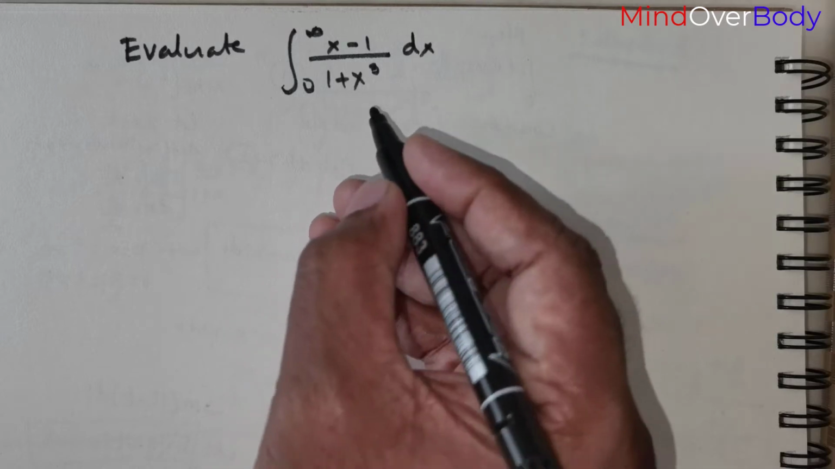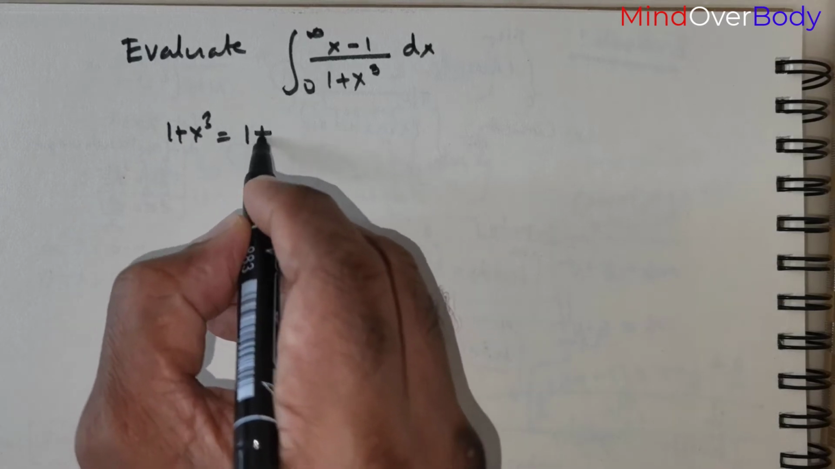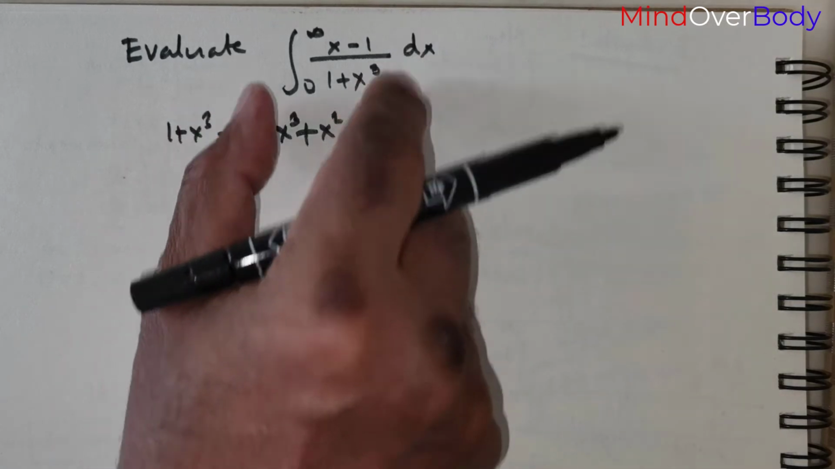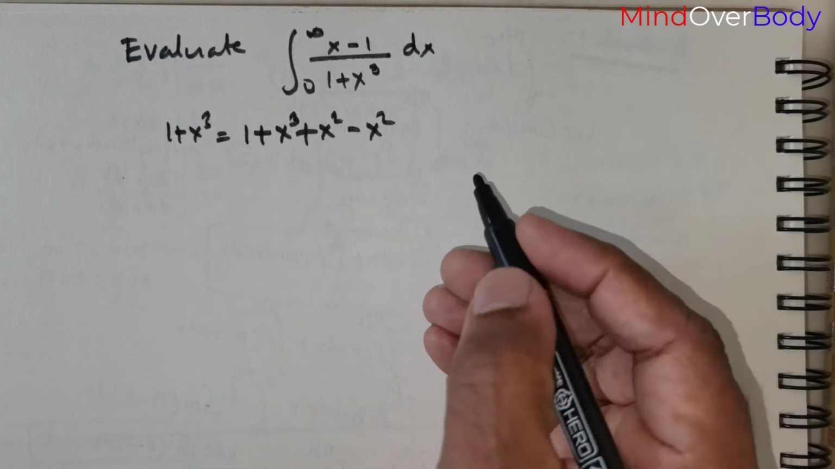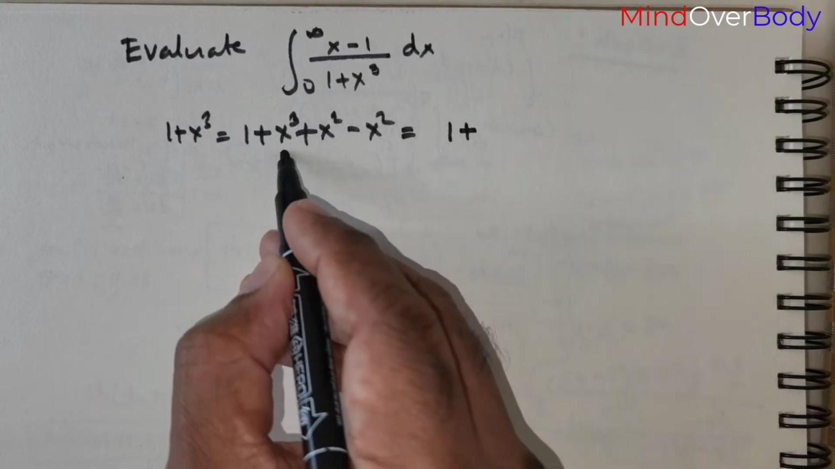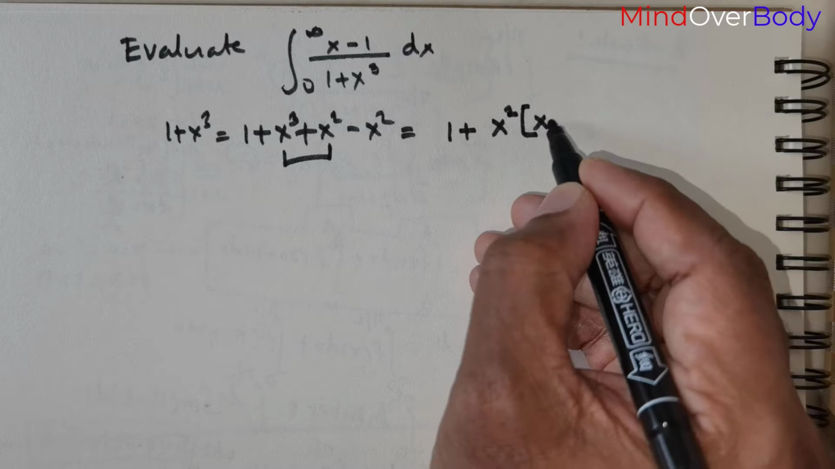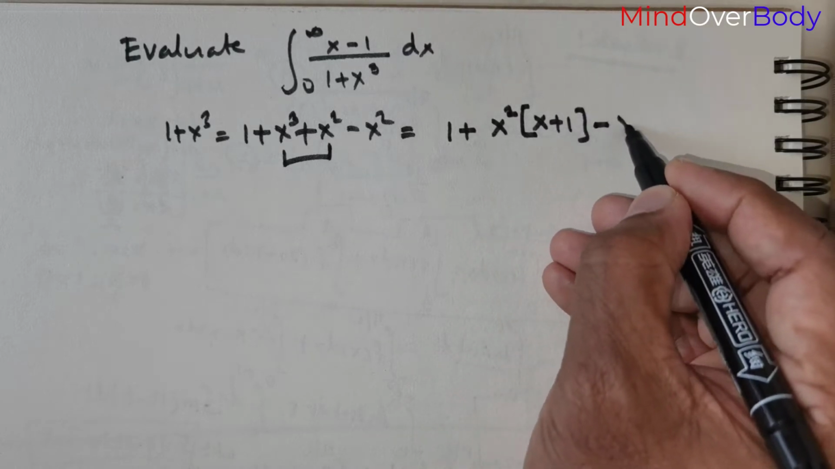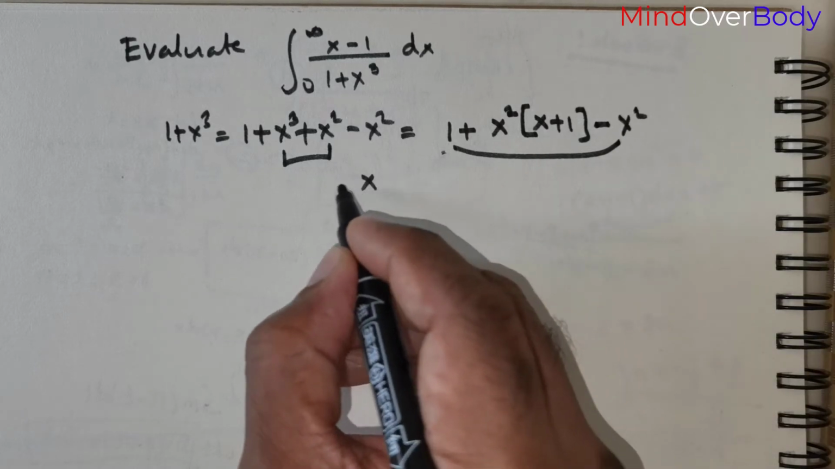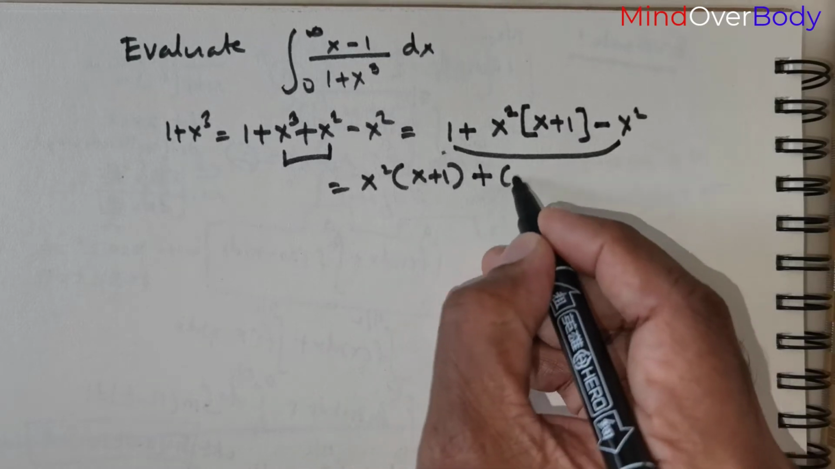But to start off with, I would like to rewrite 1 + x^3 as 1 + x^3 + x^2 - x^2. With this, the entire system can be easily simplified. So this can be rewritten as 1 + x^3 plus x^2. I would like to take x^2 out, and that would give me x^2(x + 1), followed by a negative x^2. Now I would like to join 1 with negative x^2.